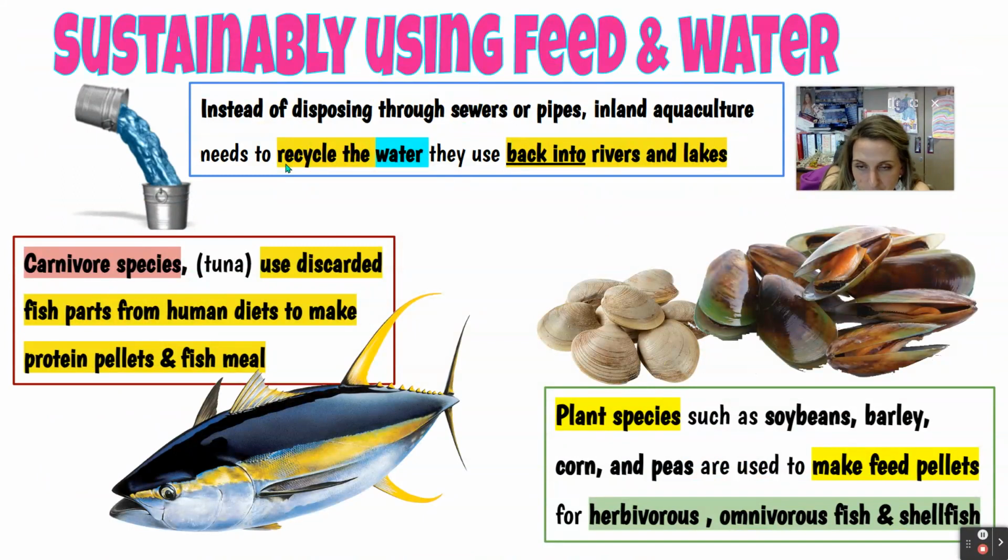Sustainable use of food and water for your species instead of disposing through sewers and pipes. If this is done inland, they need to recycle the water and put it back into rivers and lakes, and that will also keep the competition with the locals down a bit. Carnivorous species like tuna should have discarded fish parts from human diets used to make protein pellets and fish meal. And again, also parts of fish that aren't being processed, but that helps minimize waste. We waste so much food. Plant species like soybeans, barley, corn, and peas can be reused to make feed pellets. This would be for your herbivorous and omnivorous fish and shellfish. So a lot of this is reusing of food parts.